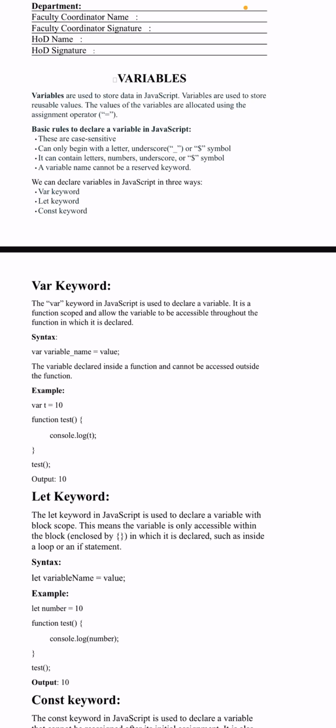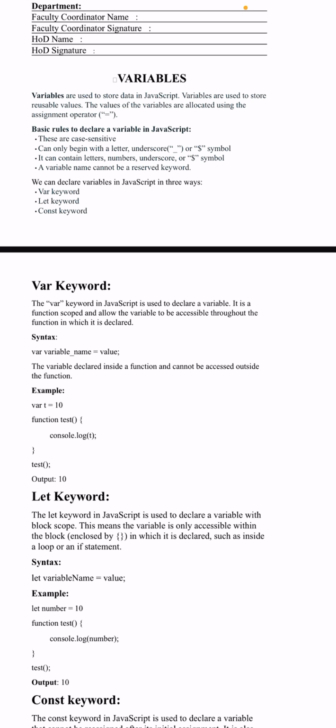Basic rules to declare a variable in JavaScript. These are case sensitive. Can only begin with a letter, underscore or dollar symbol. It can contain letters, numbers, underscore or dollar symbol. A variable name cannot be a reserved keyword.